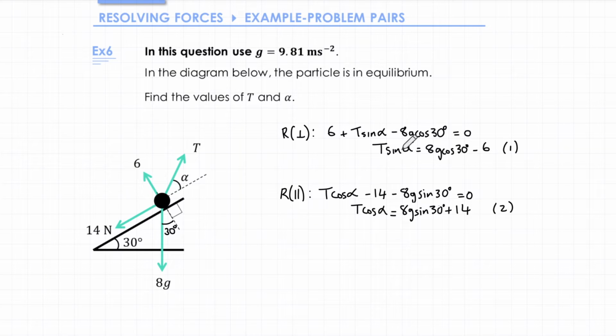Now, since we have T sine alpha in one equation and T cos alpha in the other equation, we'll divide equation 1 by equation 2. T divided by T cancels. Sine alpha over cos alpha gives tan alpha. And on the right hand side, 8g cos 30 minus 6 divided by 8g sine 30 plus 14.